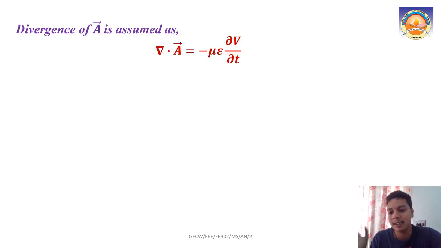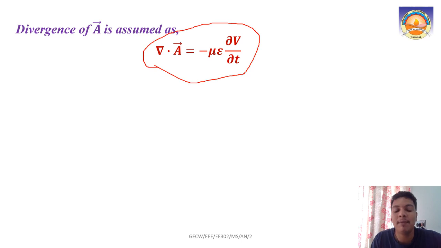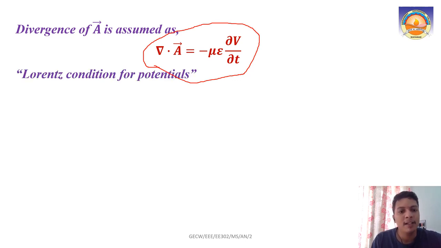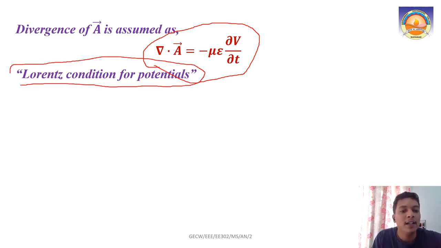Now you just assume that del dot A equal to minus mu epsilon into dou V by dou T. We will come to why we made this assumption in the next lecture. Minus mu epsilon dou V by dou T, that is what del dot A is. Okay, that is our assumption. Now, this condition we call the Lorentz condition for potentials.